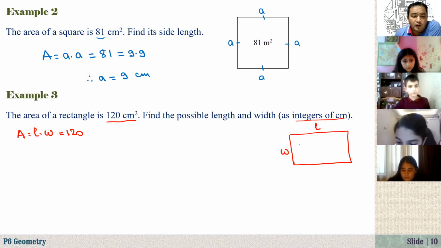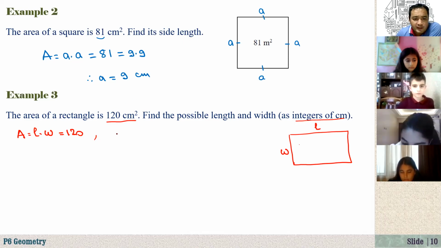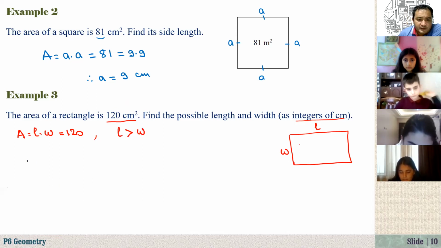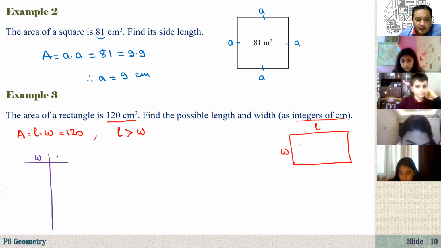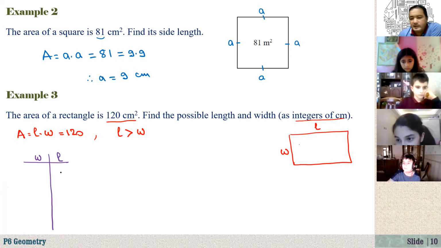Okay, all right. And also here, you have to keep in mind that when you talk about a rectangle, the length is greater than width. So now I'll just list the possible values. If I make a table here, suppose that this represents length and this one is width. Now, can you tell me which two numbers' product is 120? We have some possibilities. Let's start from the smallest one: 1 and 120.